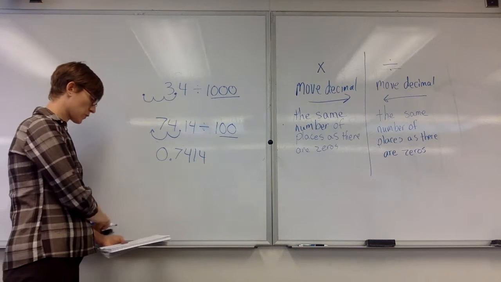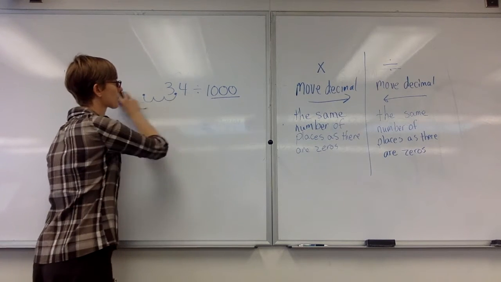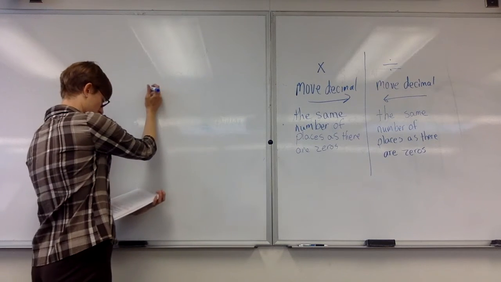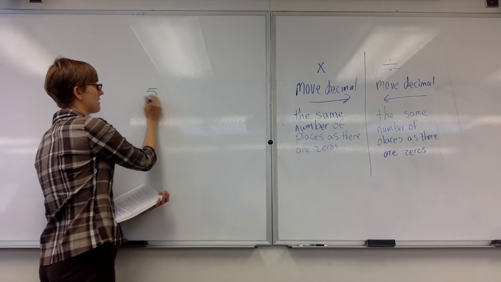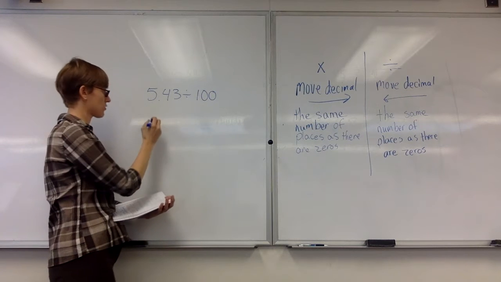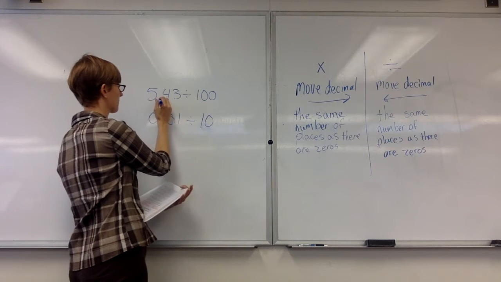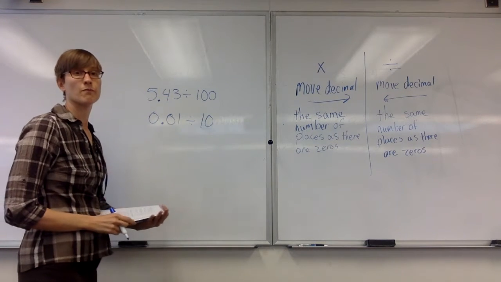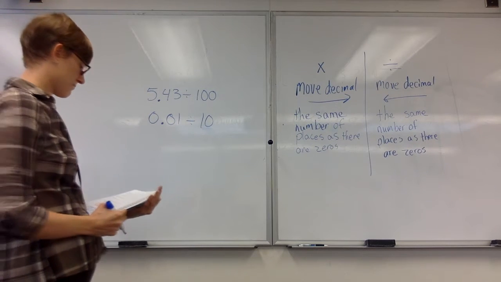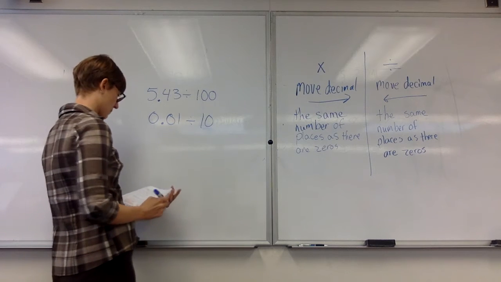Let's do 2 more on your own, and then we'll move on to the next topic. Here are the 2 I'd like you to try: 5.43 divided by 100, and 0.01 divided by 10. Take a few minutes, do this while the video is paused. Okay, let's take a look at what you came up with.